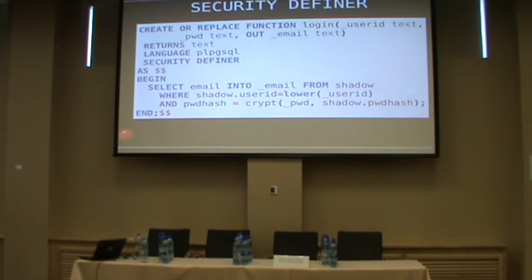And then what you do here is you say select email into email, that's reading it back into the return parameter, from shadow, where shadow user ID matches, I'm doing case insensitive username matching. And then we say, and the password hash equals the crypt value of the password and the password hash. Now this is where pgcrypto has this interesting interface to the crypt function. If you call the crypt function, passing it the password and the password hash, and the password is correct, it's going to end up returning the same hash. So basically, if the username and the password match the username and the hashed password, it will return the email.